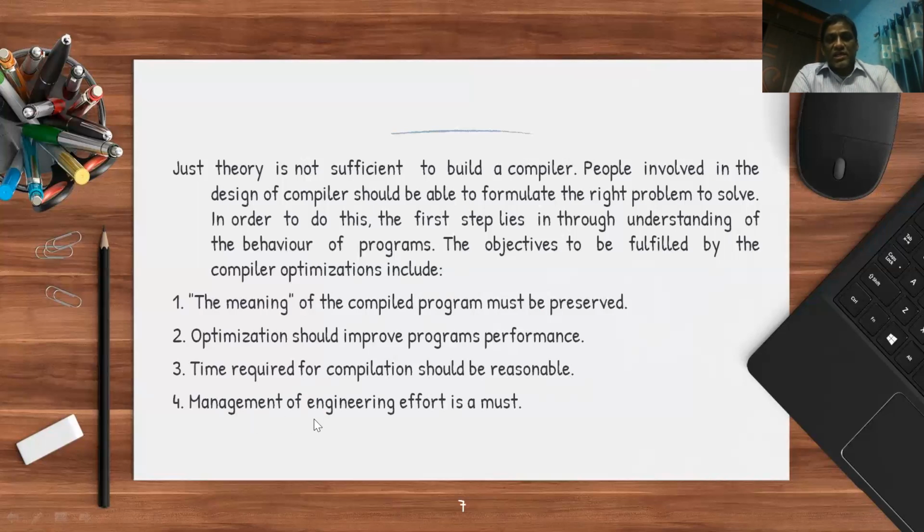And finally, management of engineering effort is a must. So after the compiler is designed successfully, managing it should also be easy enough. Okay, so that's what we expect from the compiler design perspective. So the science of building a compiler requires two major kinds of knowledge. One is about the mathematical models or mathematical concepts related to compiler design, and the other one is optimization techniques related to how well we can design the compilers.